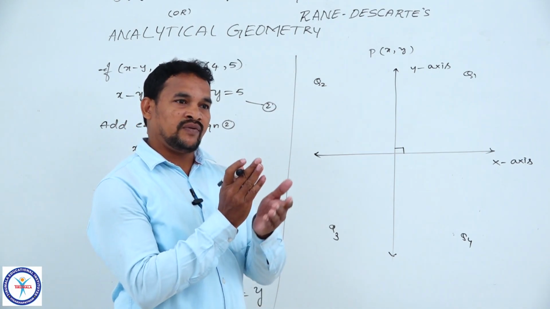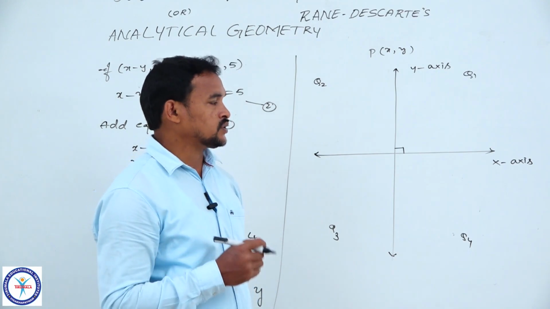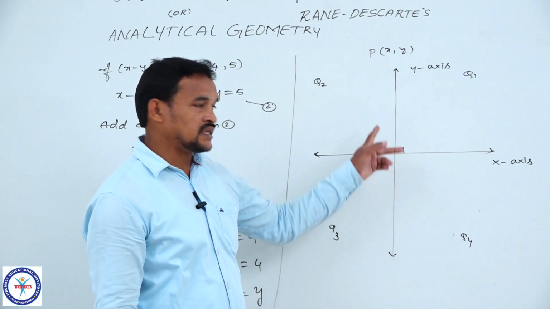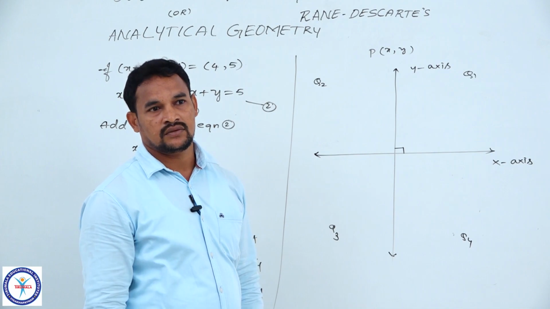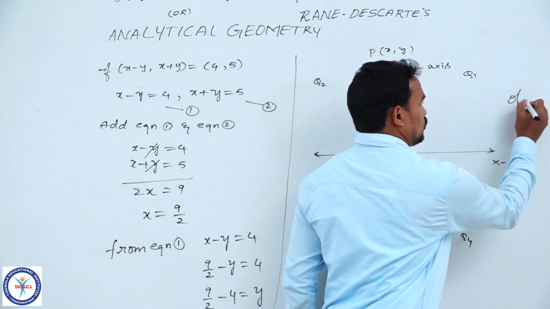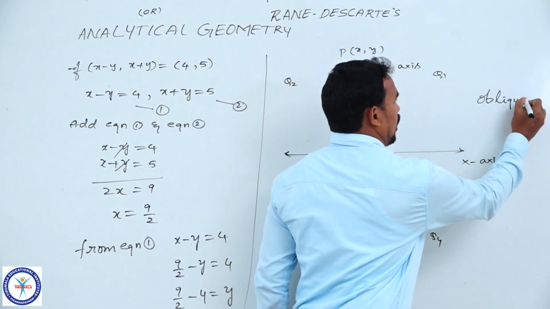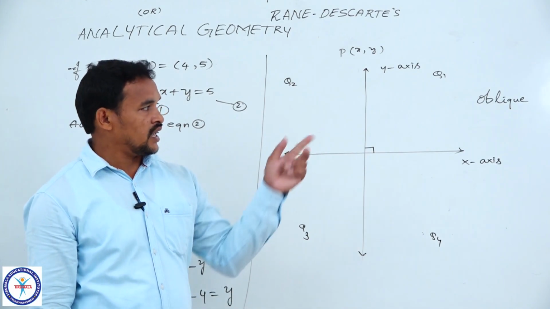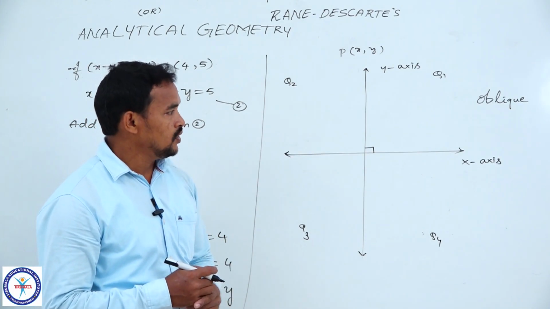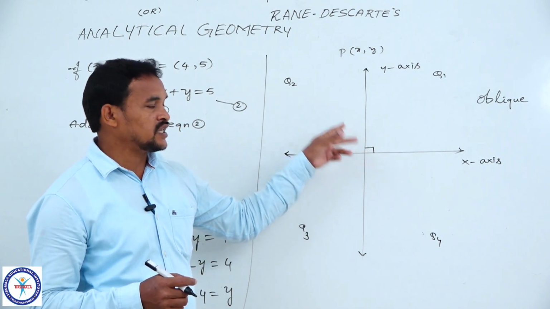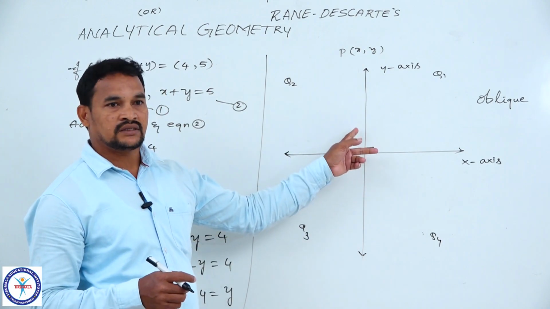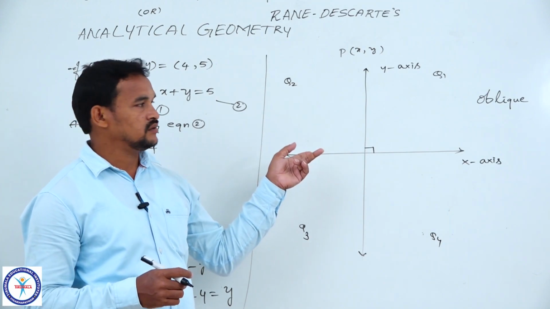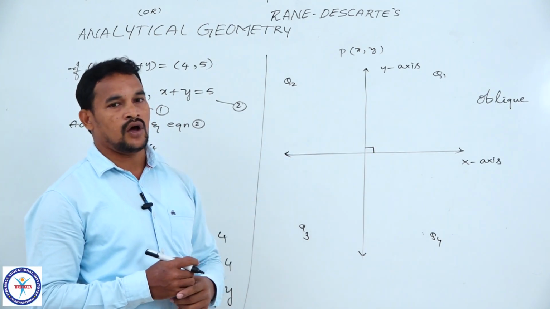Otherwise, if the angle between the x-axis and y-axis is not equal to 90, not perpendicular, in such a case the axes are called oblique axes. Oblique is spelled O-B-L-I-Q-U-E. Oblique axis. Here two types of definitions we already learned: one is coordinate axis and another is oblique axis. Once again, coordinate axis means when the x-axis and y-axis are perpendicular to each other. When the x-axis and y-axis are not perpendicular, those axes are called oblique axes.